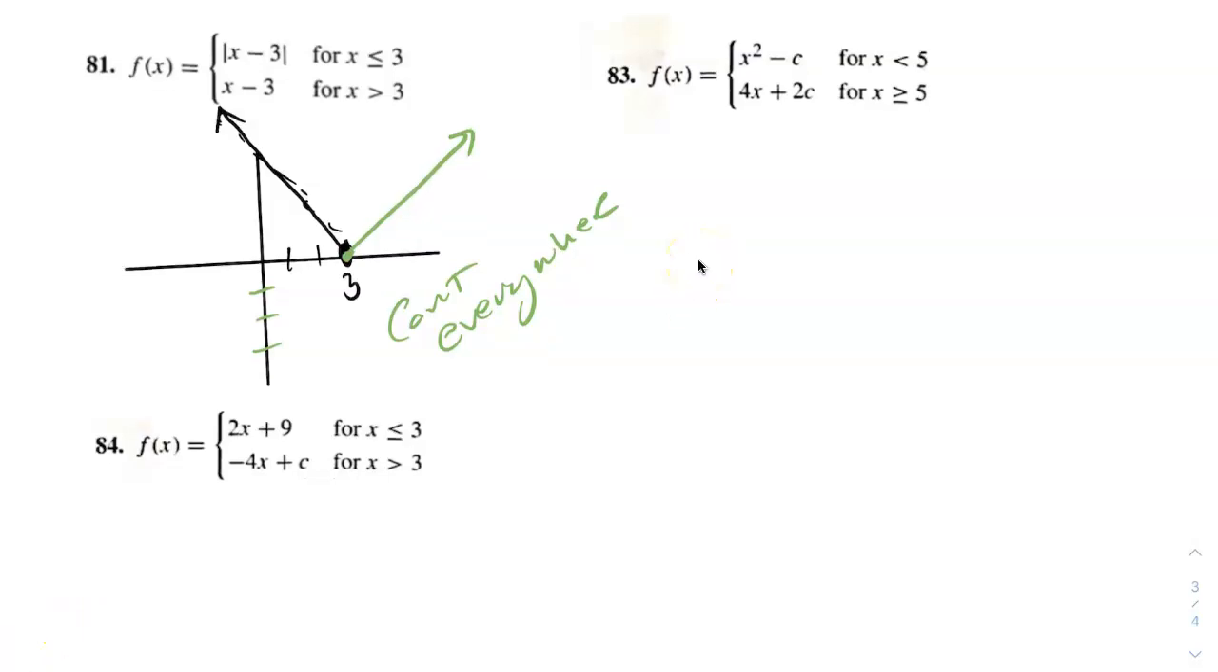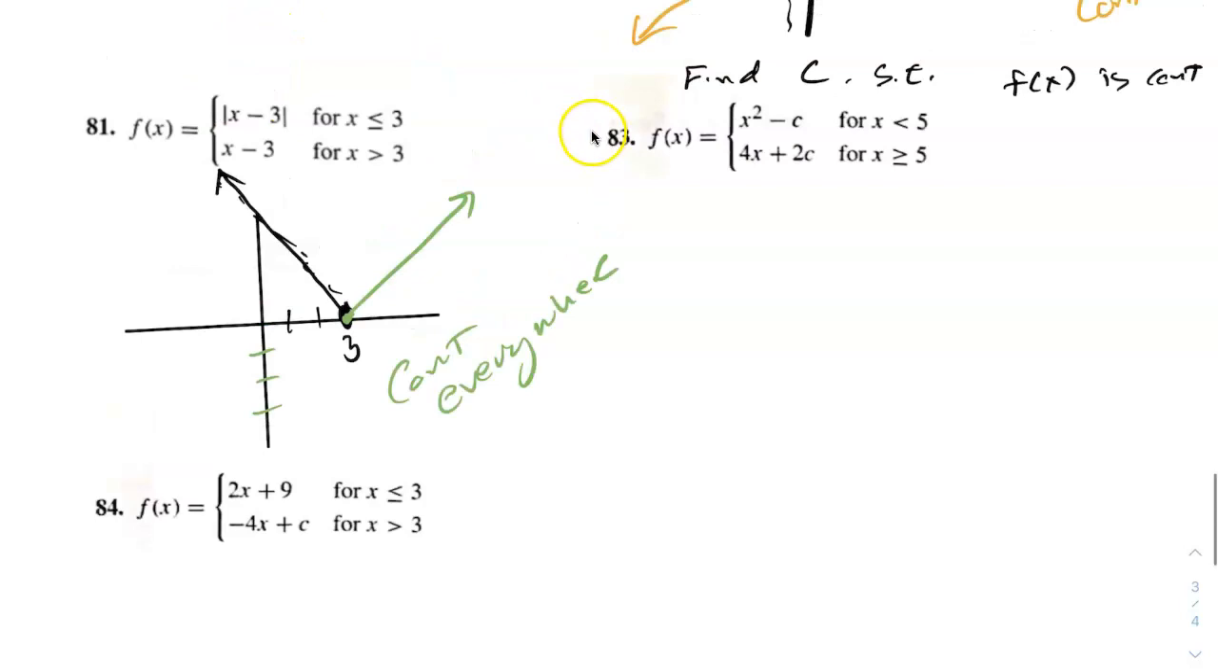Next one, 83. It's actually a different direction that I forgot to put here. It's find c such that f of x is continuous. This is one of my favorite questions. I gotta find c such that these are continuous. What does that mean? That means when I plug 5 into this, I should get the same number. When we're continuous, that's what happens. Like right here, we're continuous, right, at 3. So when I plug 3 into here, I should get the same number. 3 minus 3 is 0. 3 minus 3 is 0.